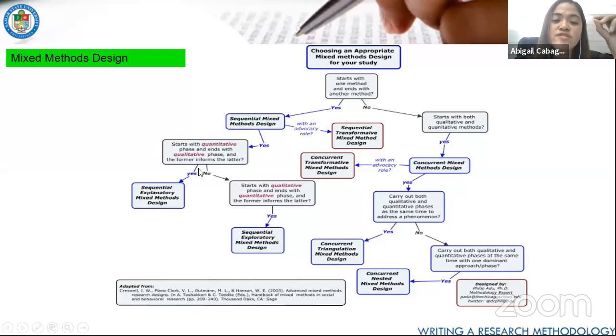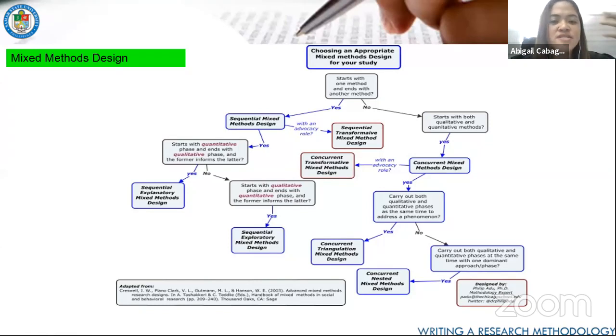On the other hand, if you start with a qualitative phase and end with a quantitative phase, then the design is sequential exploratory mixed method design. From quali to quanti is exploratory mixed method design. In the sequential mixed method design, if you have an advocacy role, for example, you want the output of your research to be a program, then you can make use of sequential transformative mixed method design. So the sequential designs start from one method and end in another method.